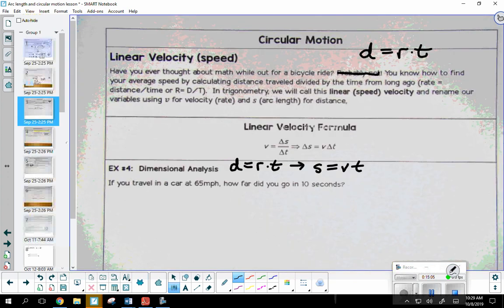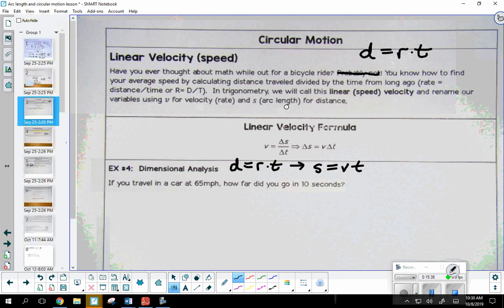Have you ever thought about math while out for a bicycle ride? Sure, we all have. You know how to find your average speed by calculating distance traveled divided by the time, from long ago. We all remember the DIRT formula, D equals RT: distance equals your rate times your time. If I wanted to know how fast I was going, I would take the distance and divide it by the time. Now in trigonometry, we're going to call this linear speed or linear velocity, and we rename the variables. So V is going to be our velocity.